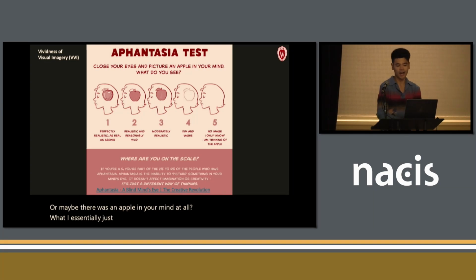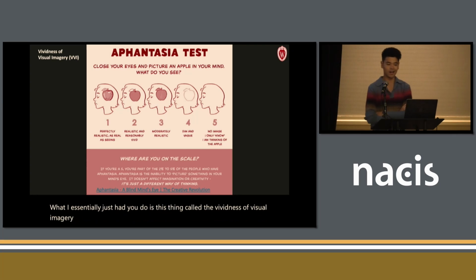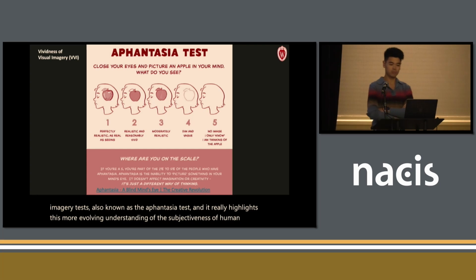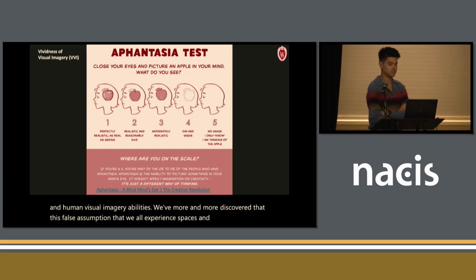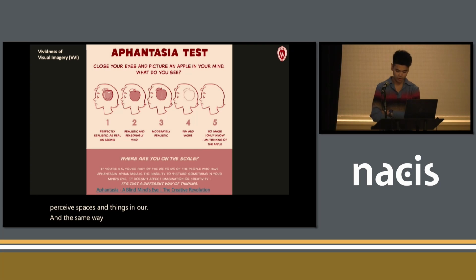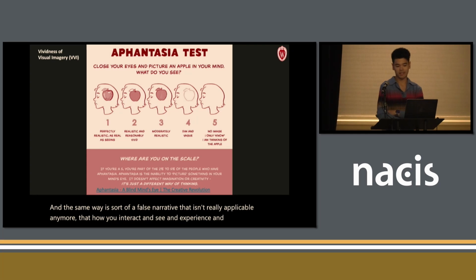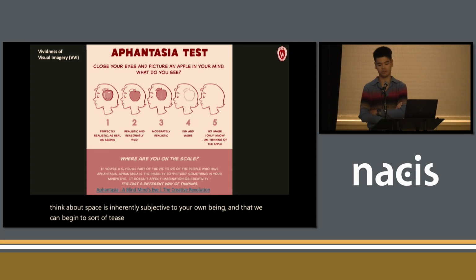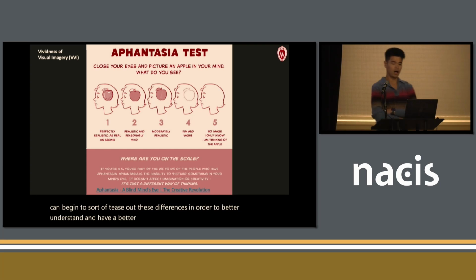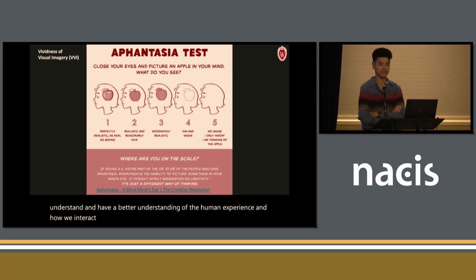What I essentially just had you do is this thing called the vividness of visual imagery test, also known as the Aphantasia test, and it really highlights this more evolving understanding of the subjectiveness of human cognition and human visual imagery abilities. We've more and more discovered that this false assumption that we all experience, cognize and perceive spaces and things in our environment the same way is a false narrative that isn't really applicable anymore, that how you interact with and see and experience and perceive and think about space is inherently subjective to your own being, and that we can begin to tease out these differences in order to have a better understanding of the human experience and how we interact and think about things such as apples in our mind, but also maps.